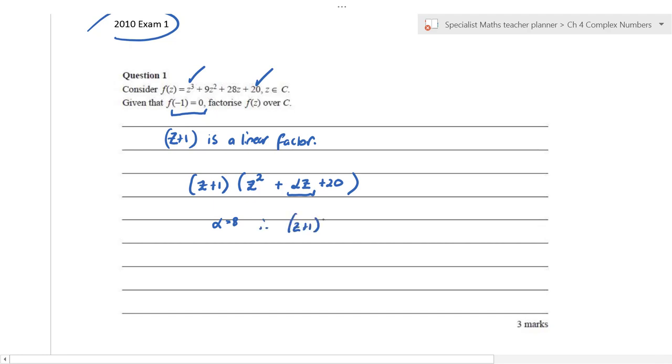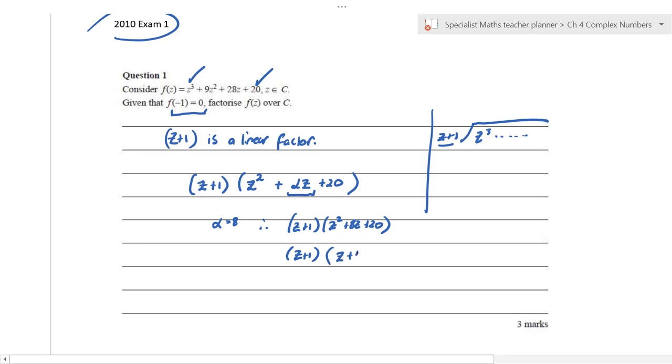A lot of you will waste your time and divide, doing your polynomial division, z cubed and so on, divided by z plus 1. If you can factorize by inspection, do so. Now, we're not letting that equal 0, we're simply factorising it. So we've got z plus 1, that's factorised. Now, can we factorise the rest? Are there two numbers that multiply to give 20 and add to give 8? There's not. So we're going to complete the square.